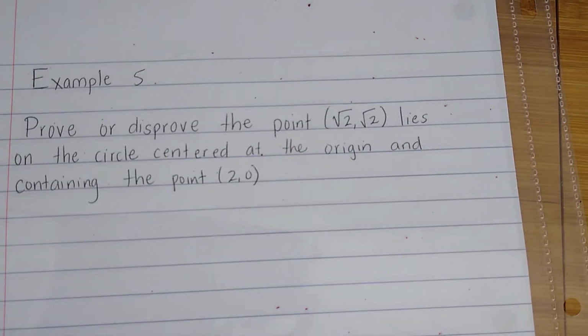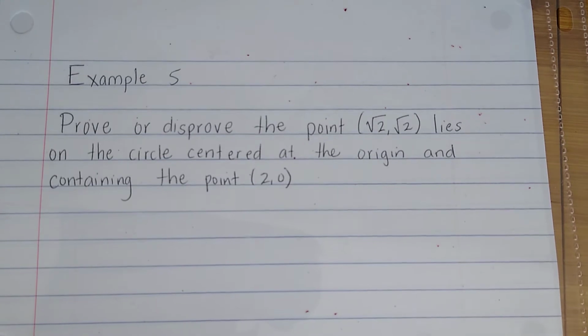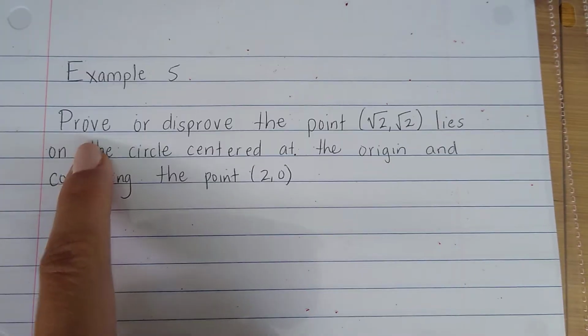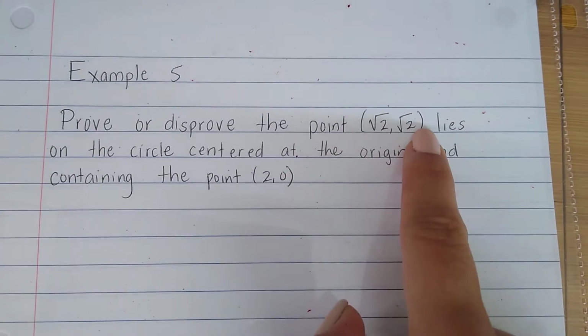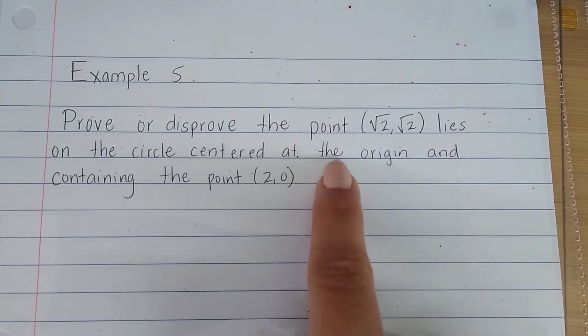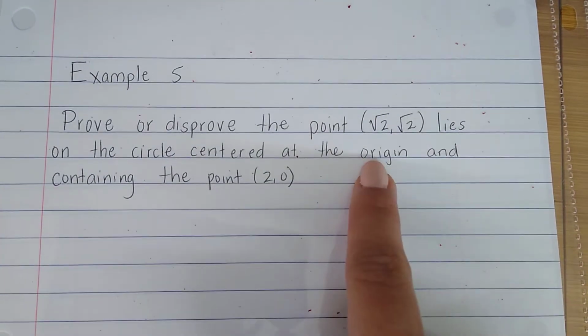Alright guys, so we are on our last two sets of problems. Now this one is example 5, and it's a little different from the rest of the problems that we've been solving. This one says to prove or disprove the point square root of 2 lies on the circle centered at the origin and containing the point 2, 0.